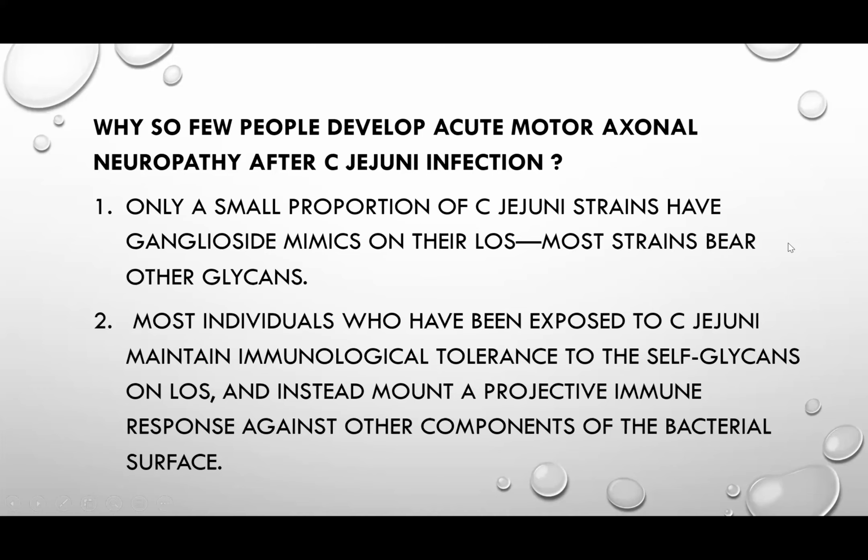What did you understand out of this? So only a few strains have the ganglioside mimics, and most of the strains do not bear that ganglioside-related structure. And the other is that some individuals maintain immunological tolerance to these self glycans that are structurally mimicking the antigens present on the microorganisms. See, what you have to understand is molecular mimicry is taking place. What is mimicry? Resemblance.